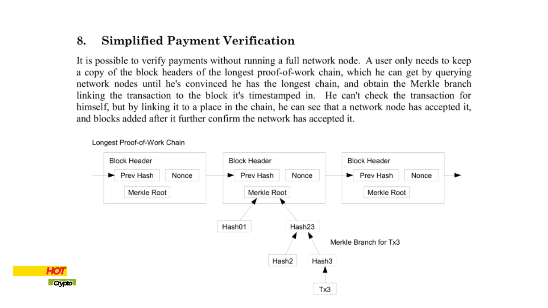He can't check the transaction for himself, but by linking it to a place in the chain, he can see that a network node has accepted it, and blocks added after it further confirm the network has accepted it. As such, the verification is reliable as long as honest nodes control the network, but is more vulnerable if the network is overpowered by an attacker. While network nodes can verify transactions for themselves, the simplified method can be fooled by an attacker's fabricated transactions for as long as the attacker can continue to overpower the network.